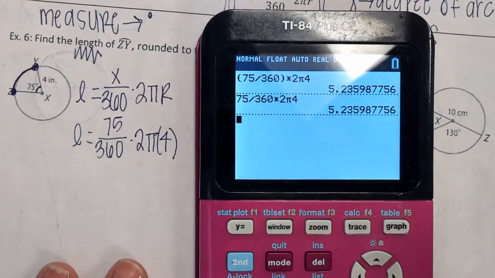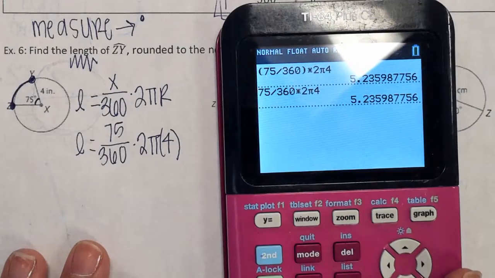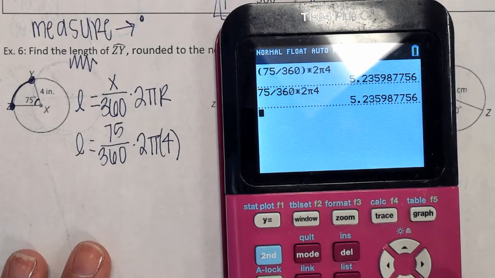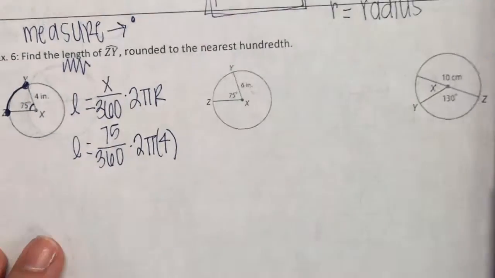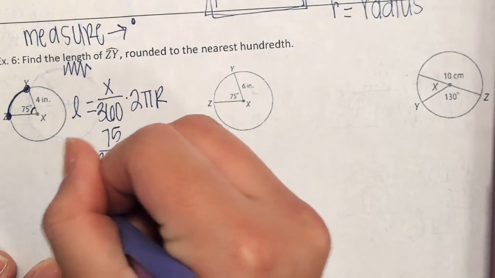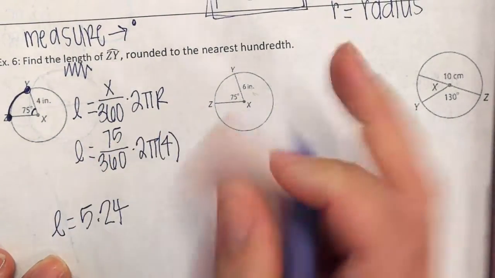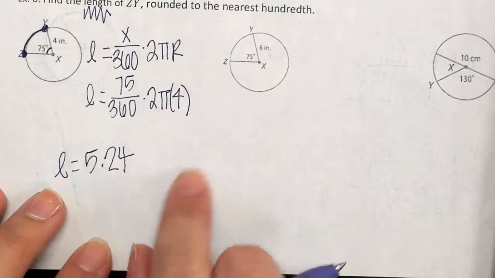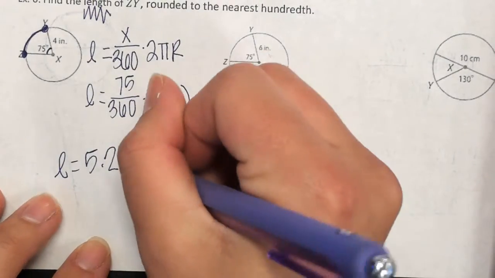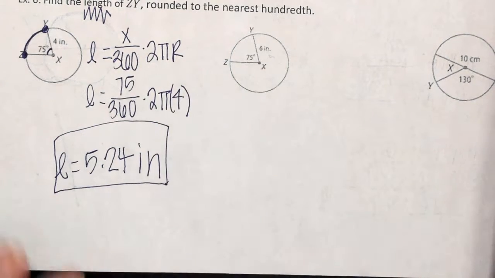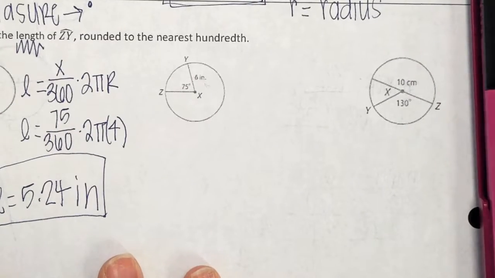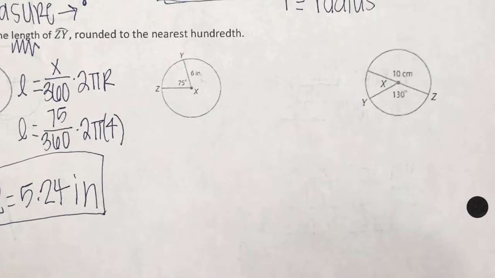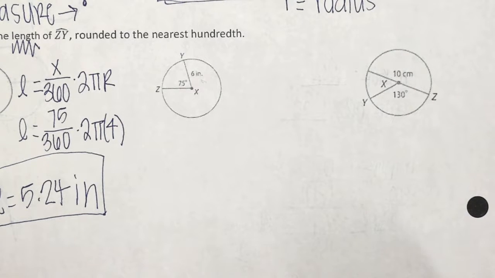It says to round it to the nearest hundredth. So where should I round my answer to? 5.24. Now, we just found the length, and that's important, but what's this the length in, what unit? Inches. Your answer's not complete till you have your inches. 5.24 inches. Can you try example number 2?